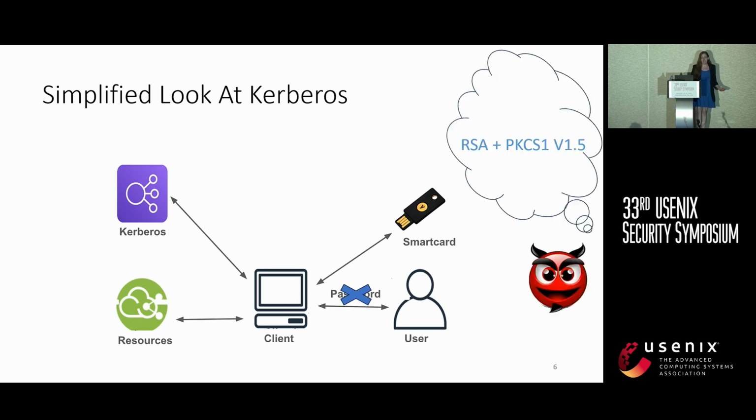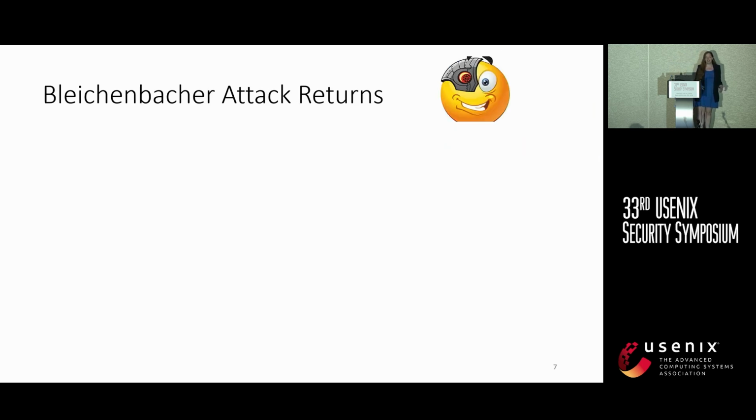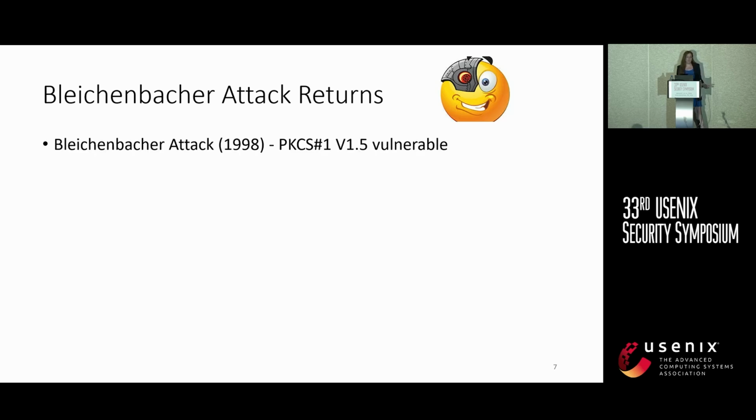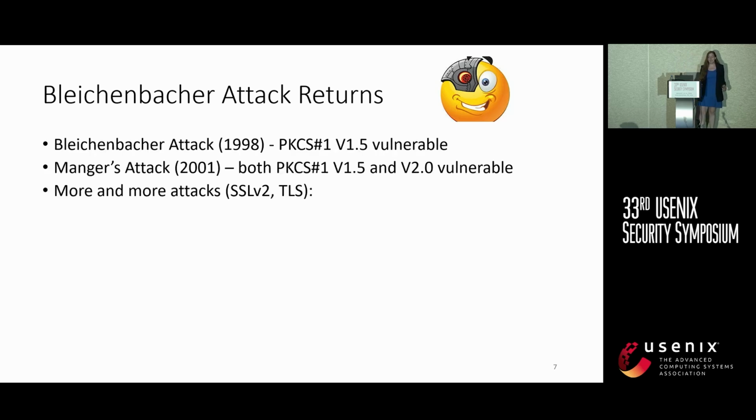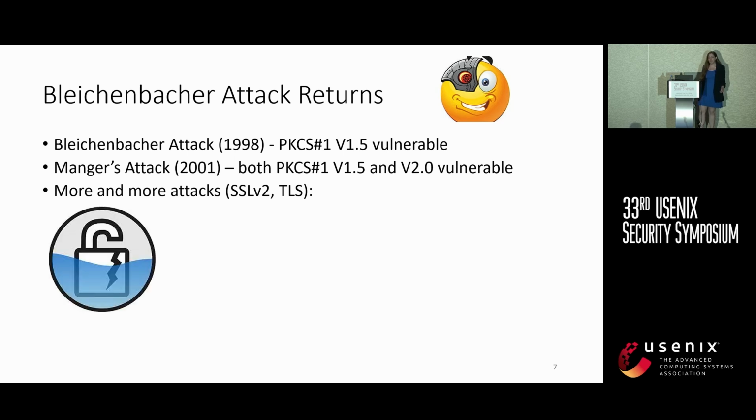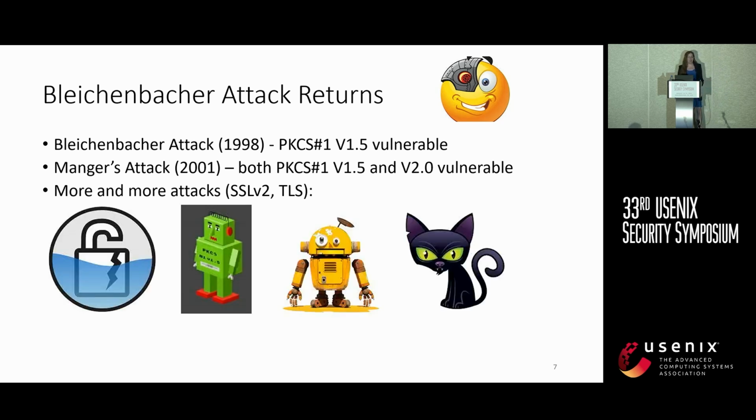Now, this seems a lot more secure because we got rid of passwords, which were the issue. But along came an attacker that noticed that the smart card uses RSA encryption with a padding scheme that is vulnerable to the Bleichenbacher attack. The Bleichenbacher attack has been around for over 25 years, and since then, there have been many different reincarnations. This is only a partial list, and these reincarnations have attacked protocols like SSL and TLS. But we haven't seen any attacks on the Kerberos protocol, and this begs the question, why?